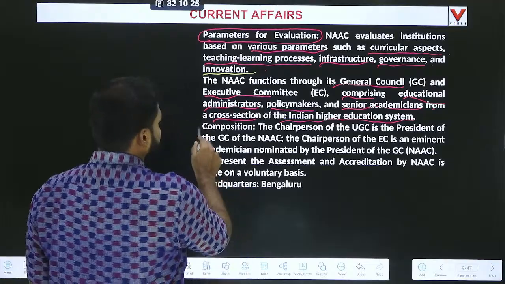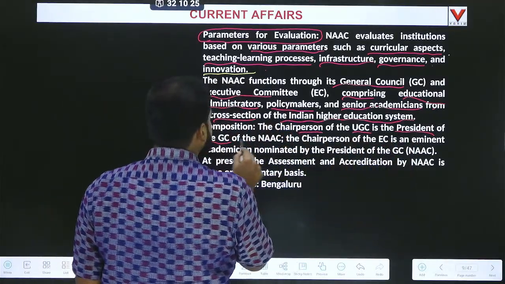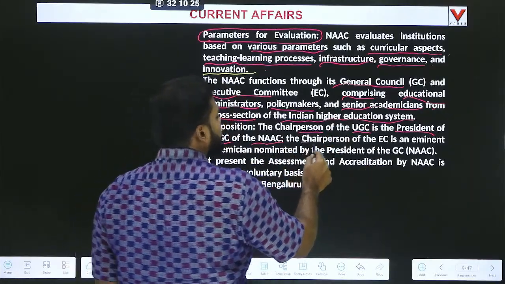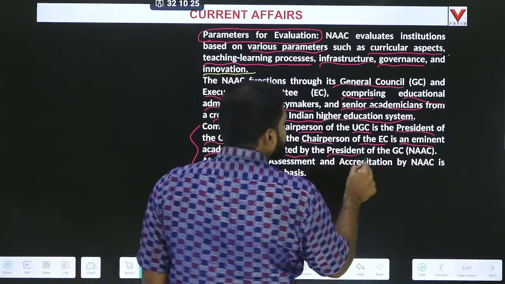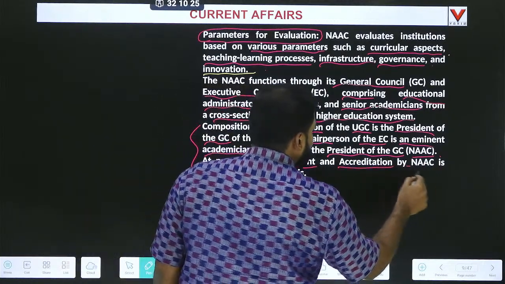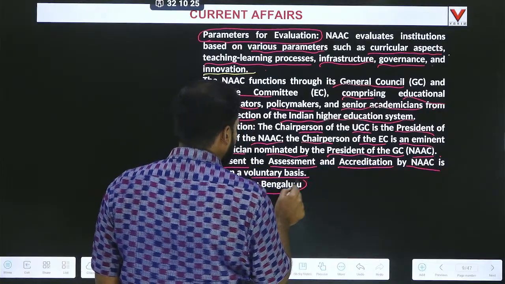Composition. The chairperson of the UGC is the president of the GC, that is, the General Council of the NAC. This is a pointer question. The chairperson of the EC is an eminent academician nominated by the president of the GC, NAC. At present, the assessment and accreditation by NAC is done on a voluntary basis. Headquarters is in Bangalore.